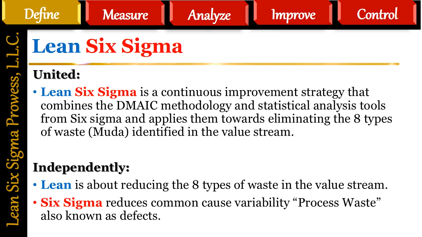Together, Lean Six Sigma is a continuous improvement strategy that combines the DMAIC methodology and statistical analysis tools from Six Sigma and applies them towards eliminating the 8 types of waste, TIMWOODS, identified in the value stream. On their own, Lean is about reducing the 8 types of waste in the value stream. Six Sigma reduces common cause variability process waste, also known as defects.